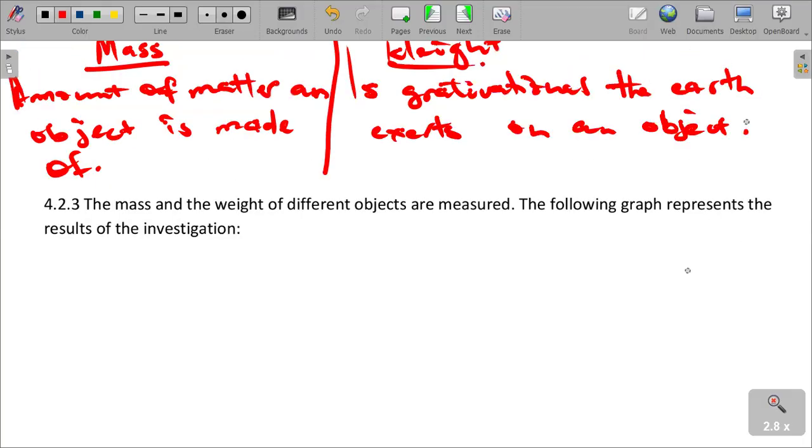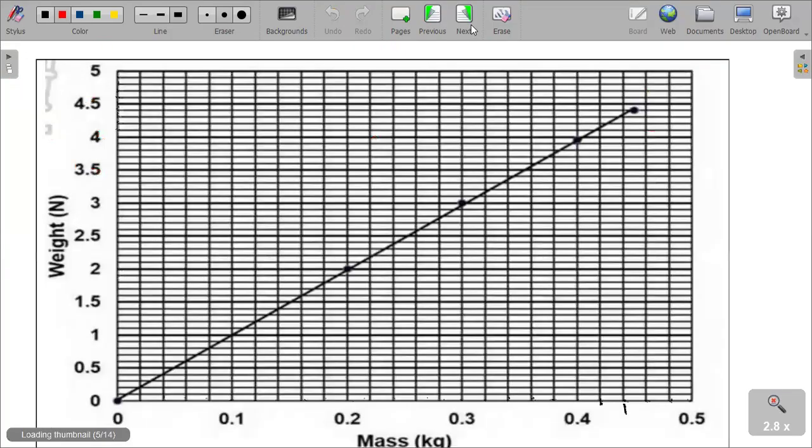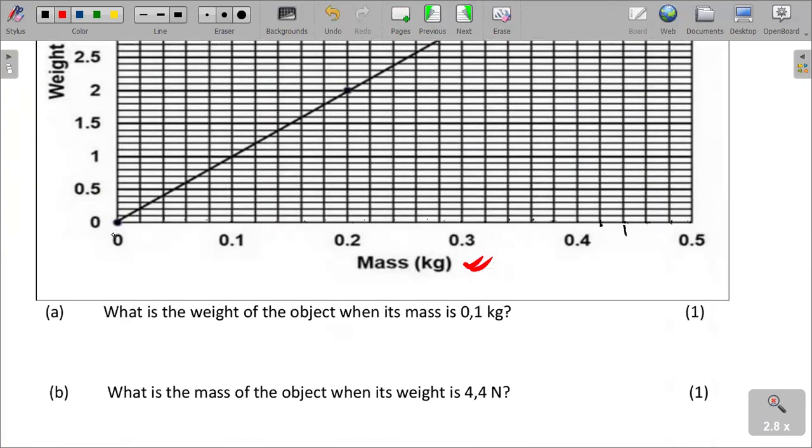We are given a graph that shows the mass and weight of different objects which have been measured, the results of the investigation. We have our mass in kgs and our weight in newtons. So the first question is saying, what is the weight of the object when the mass is 0.1 kg?